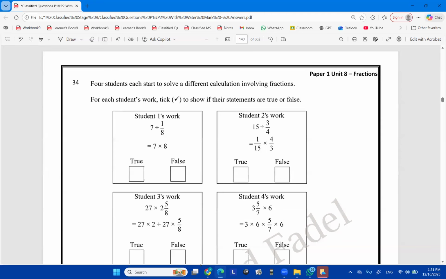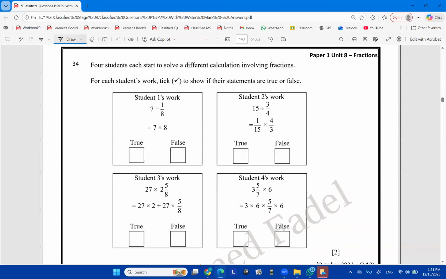Here, is it true or false? So the student one's work is 7 divided by 1 over 8. Definitely, you need to read the whole question. Do not do like Mr. Ahmed. I know what the question wants, so I just went right away to the answer. So student one's work is 7 divided by 1 over 8.